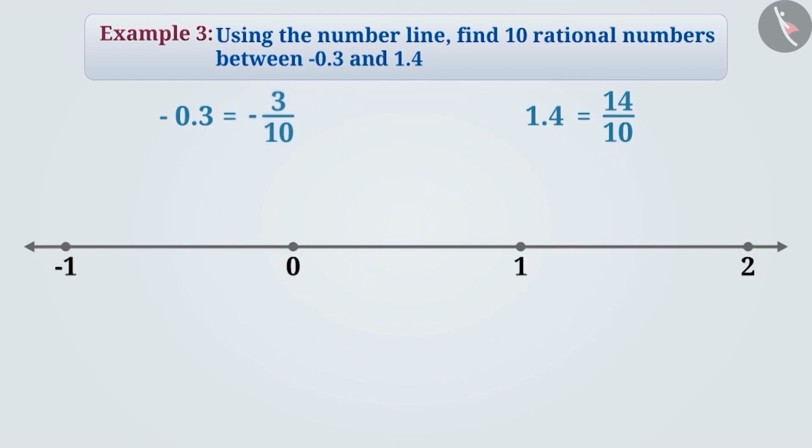Let's denote them on the number line. Minus 3 by 10 is a negative rational number, so its position is to the left of 0, but 14 by 10 is a positive rational number, so its position is to the right of 0.